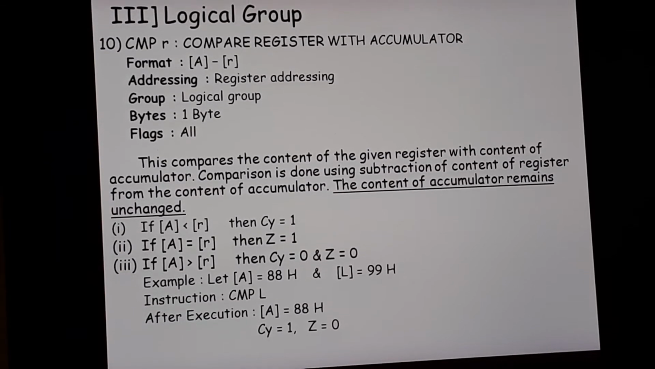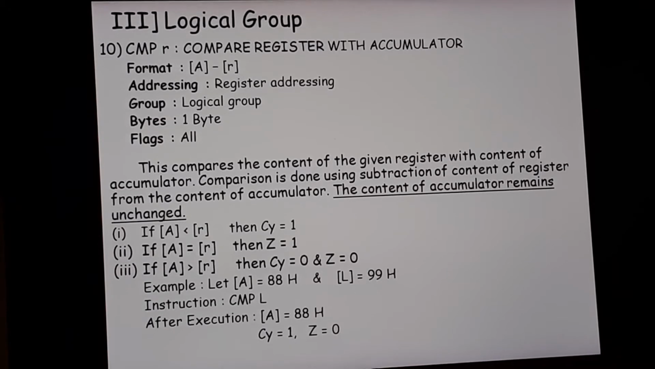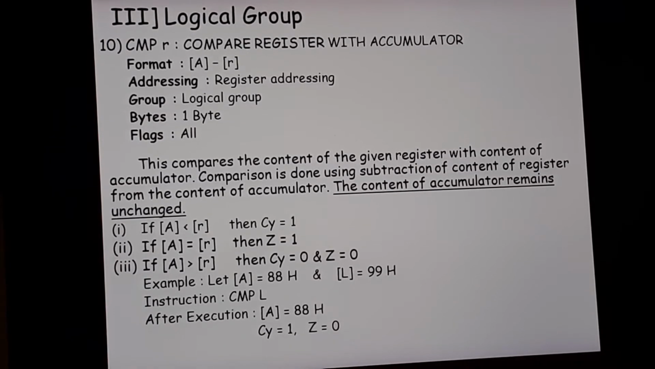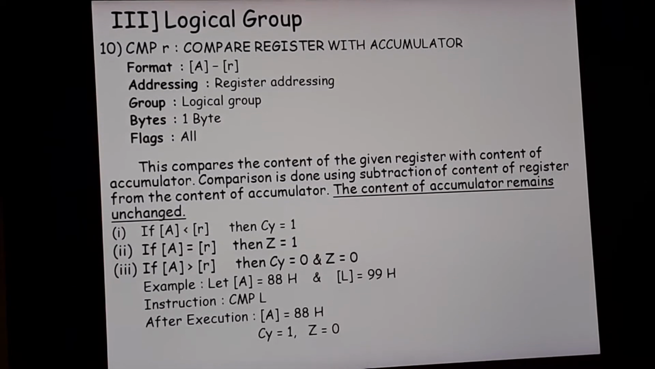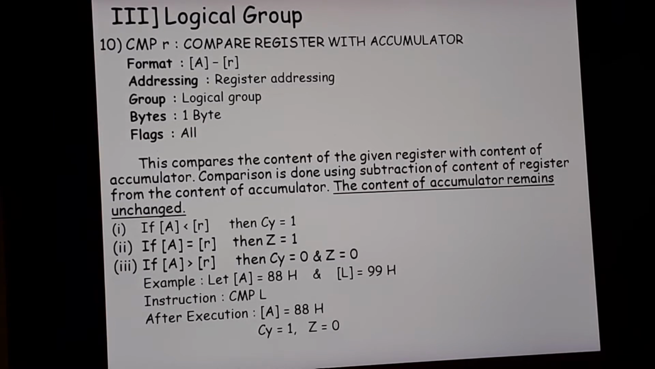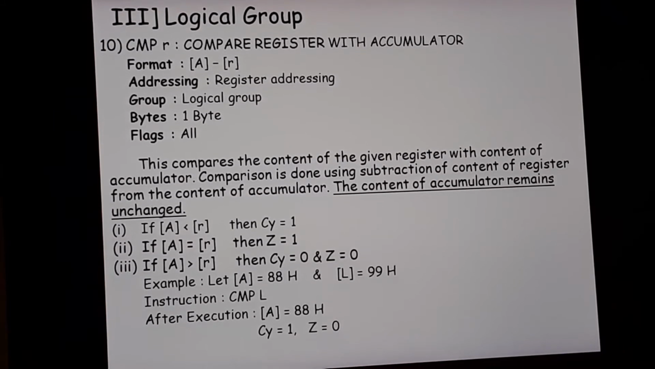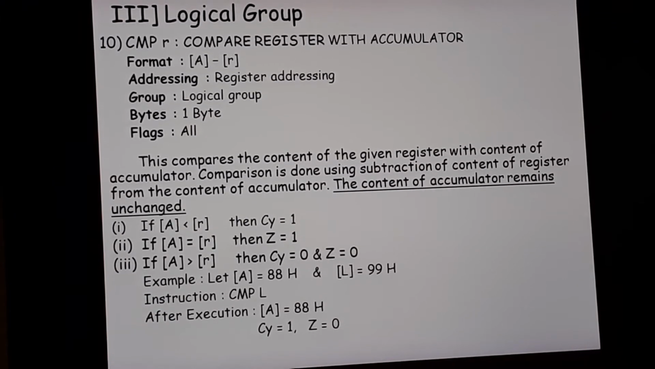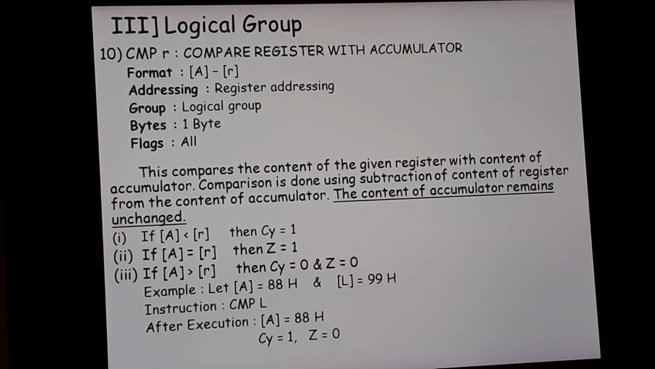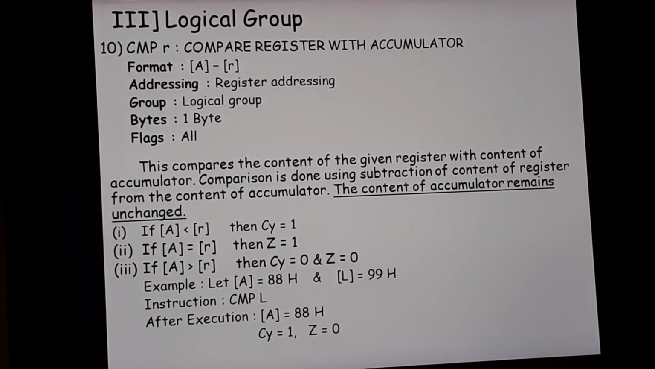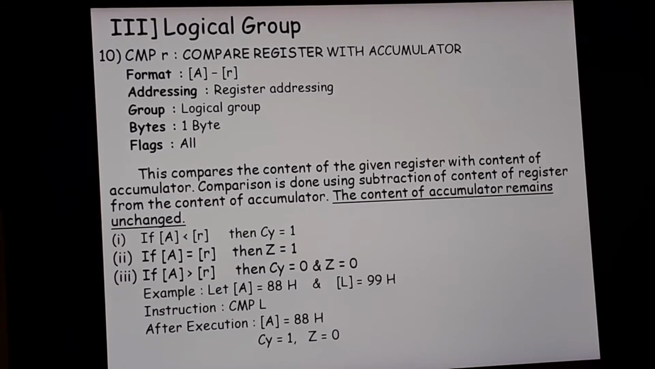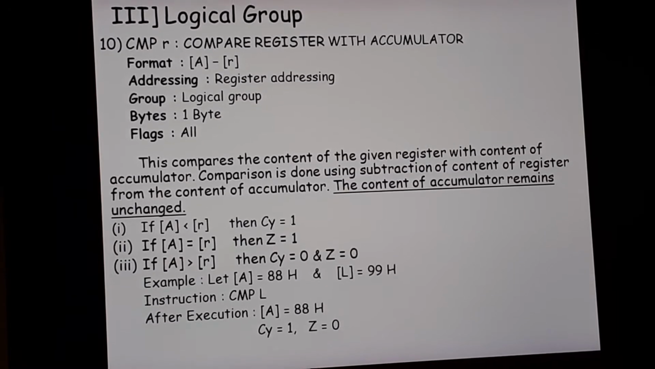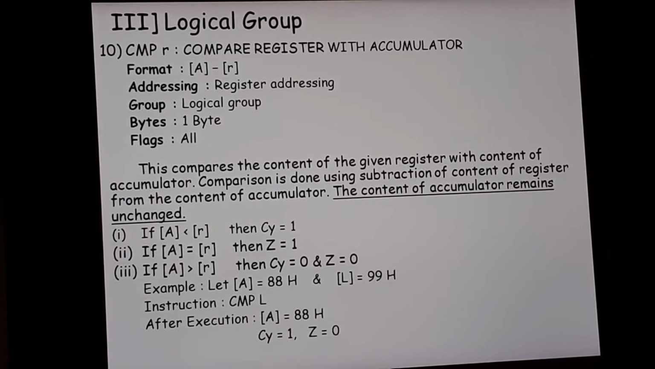You can take any example here. I've taken an example: you need to assume the accumulator content, and for the register R, you can take any register. I've taken the L register. You can take any register and assume any content. So the register content, that is L, is equal to 99H. Accumulator content I have assumed 88H. The instruction that you need to write is CMP L.